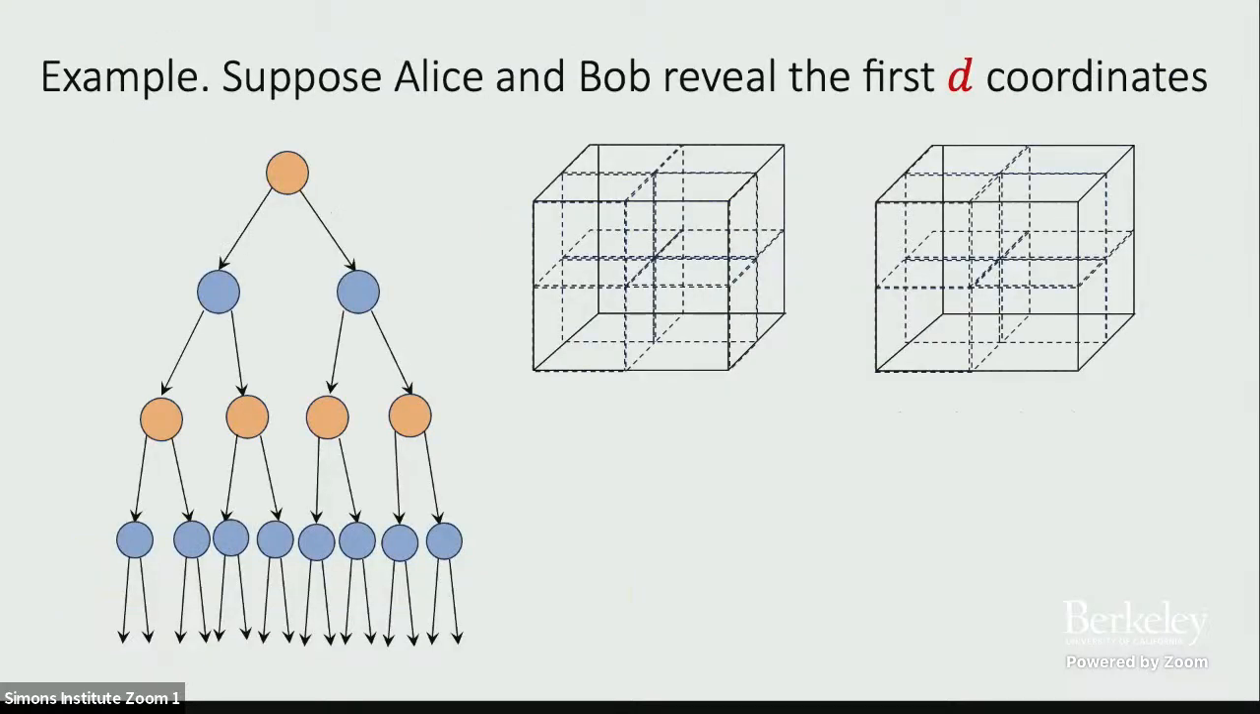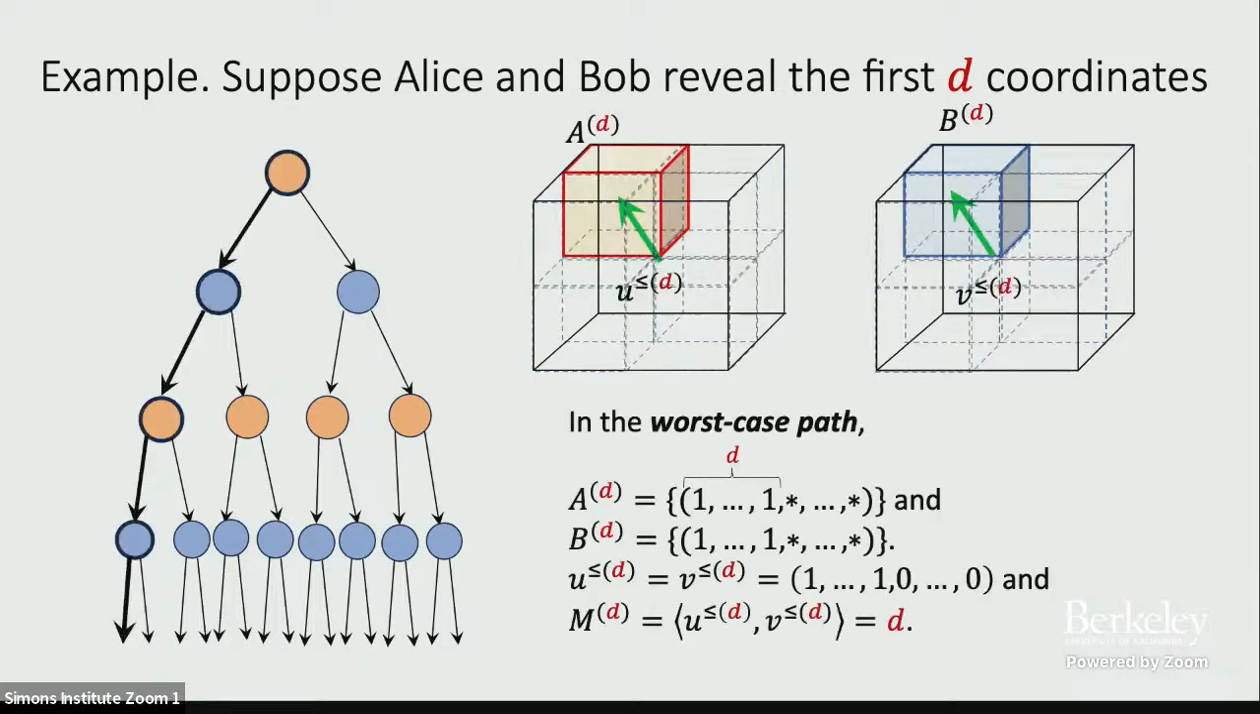So let's look at a simple communication protocol where Alice and Bob are simply revealing the first b coordinates. This effectively partitions the input space into subcubes. If you look at the leftmost path, then Alice and Bob are setting their first d coordinates to be 1. In this case, the resulting sets are basically all points whose first d coordinates are 1. The centers of such sets is basically this point where the first d coordinates are 1 and the rest are 0. Now, if you compute the inner product between these two centers, it's going to be d. So this is saying that the first bound we derived is tight for a worst case leaf.